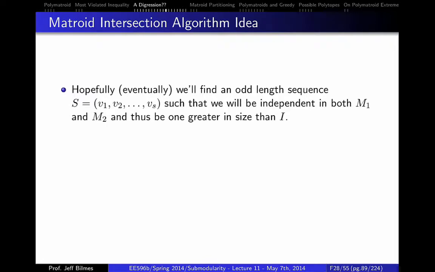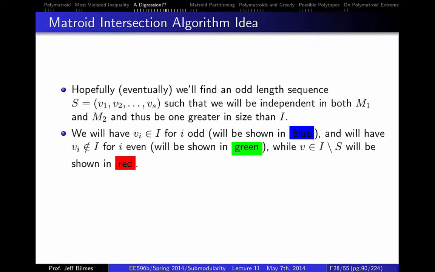Well, I should say, an odd length sequence such that if we do something with the current independent set that we started from and S, namely take the symmetric difference, it will be independent in both matroids. So let's use this blue, green, red encoding scheme like we did before for the bipartite matching.